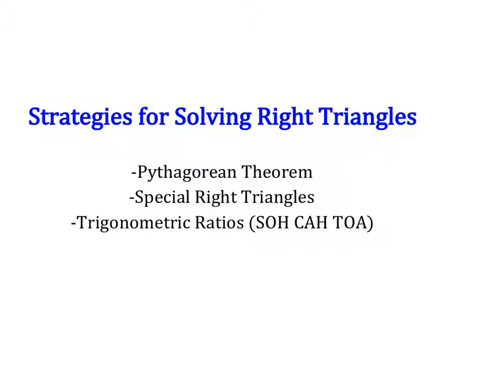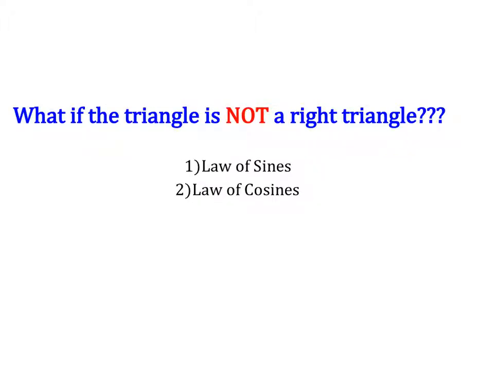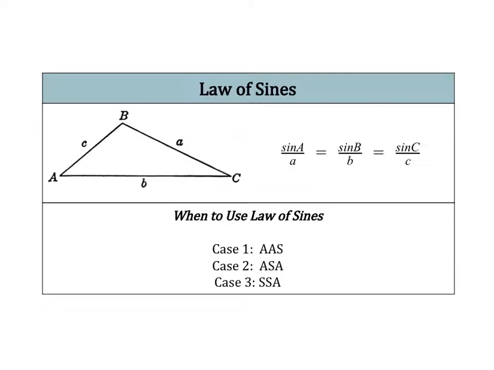However, what if we are not working with a right triangle? Well, if we don't have a right triangle, we can't use any of those previously mentioned strategies. But luckily, we have two options with non-right triangles. One of them is called law of sines, one of them is called law of cosines. Today, we're just going to talk about law of sines.